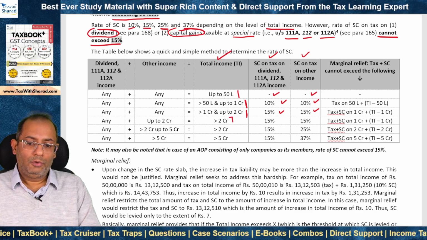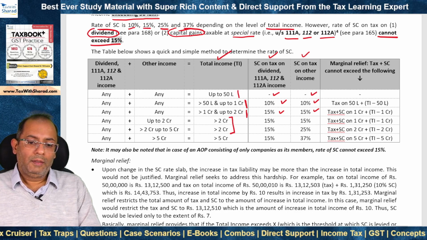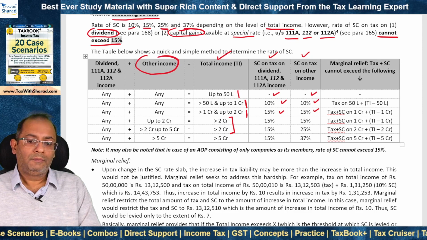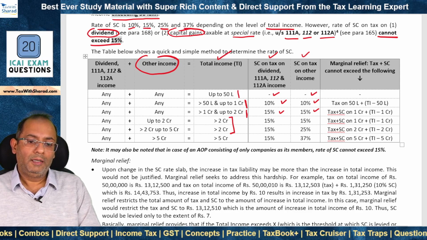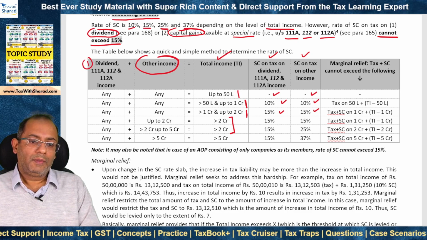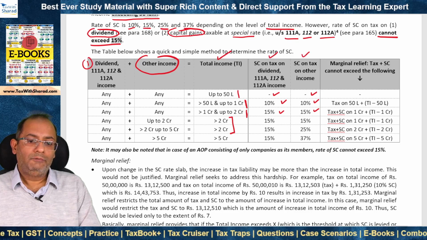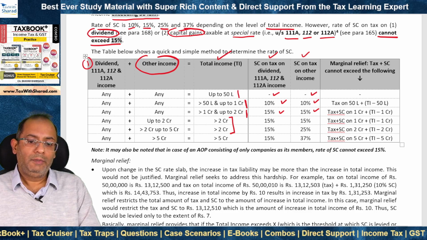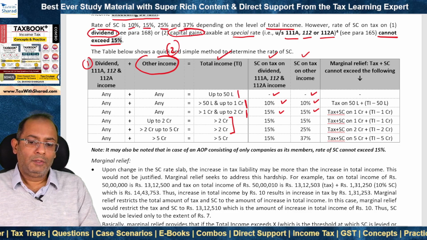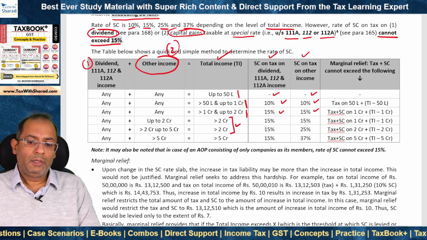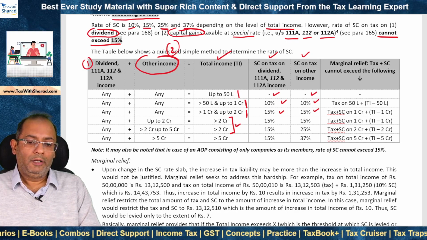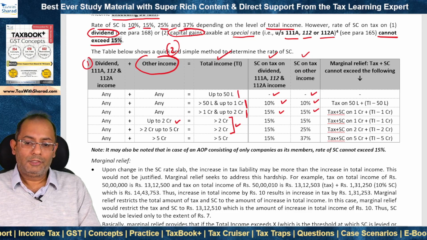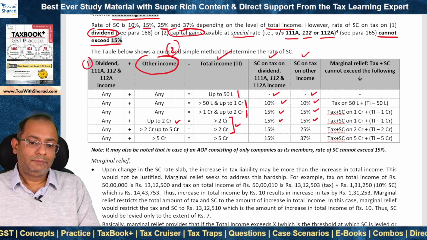Okay. If the total income is greater than 2 crore, then we need to see what is the level of the other income. That means we need to break the total income into 2 parts. The first part will be that income on which surcharge is limited to 15%. That is dividend, 111A, 112 and 112A income. And the balance will be the second part, which will be the other income. So where the total income is greater than 2 crore, then we need to see what is the component of other income. If the component of other income is up to 2 crore, then the surcharge will be 15%.